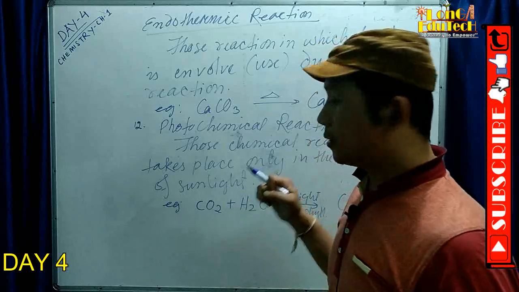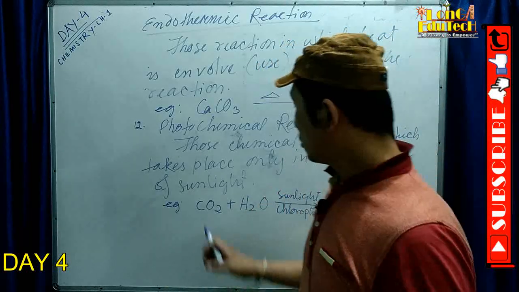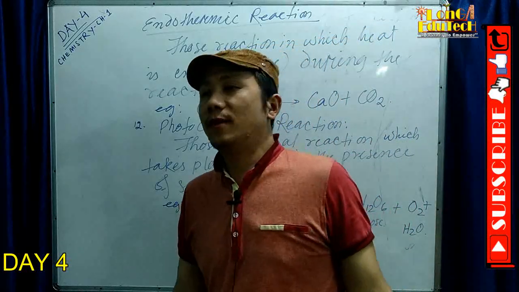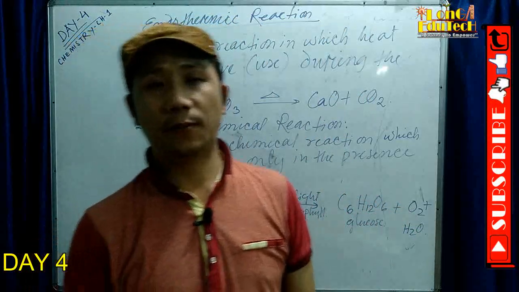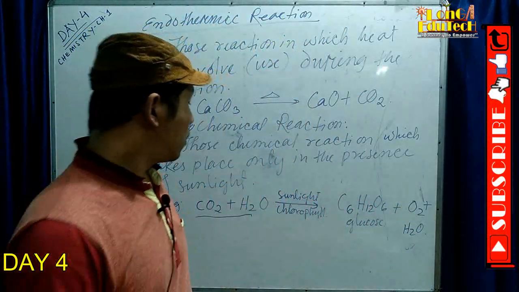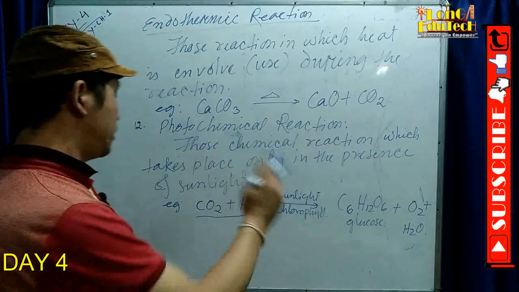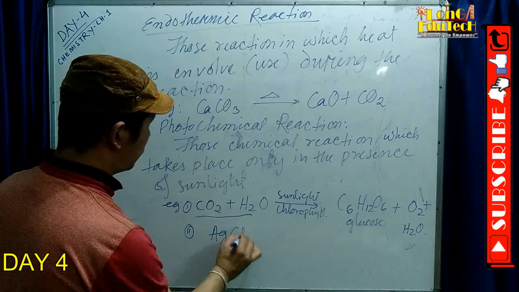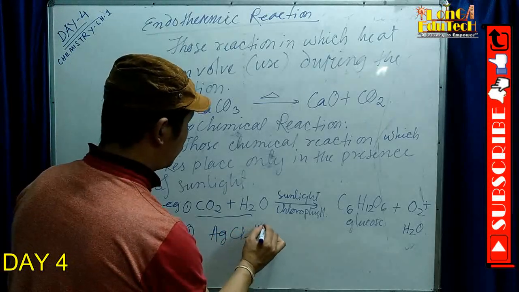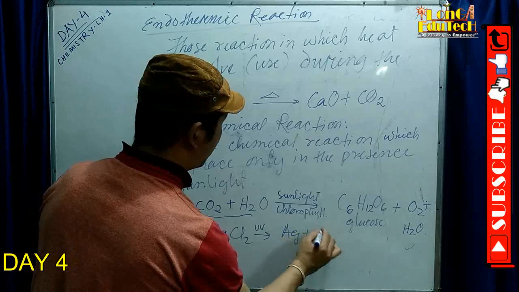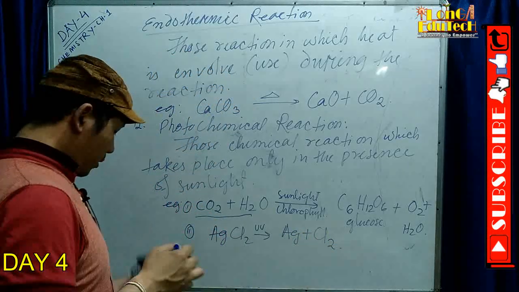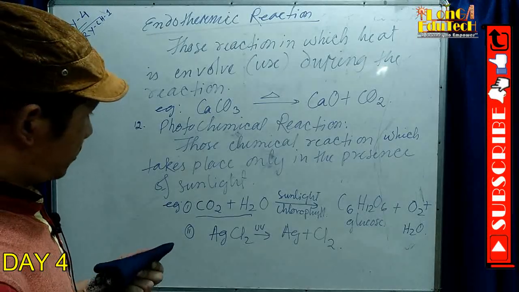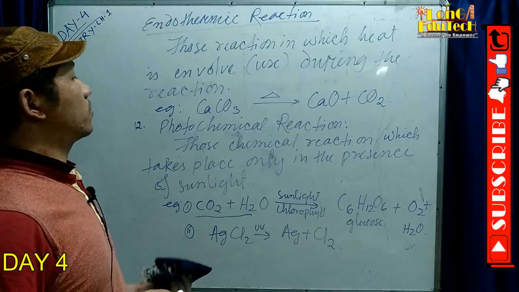So far in human technology generation, we cannot make these photosynthesis reactions. If we could, then we could make our own food by ourselves, like plants, right? But we cannot. It is possible only in the plant. If I give you another example, say silver chloride, in the presence of UV or sunlight it gives silver and chlorine, right? So this is a photochemical reaction. This is about the photochemical reactions.